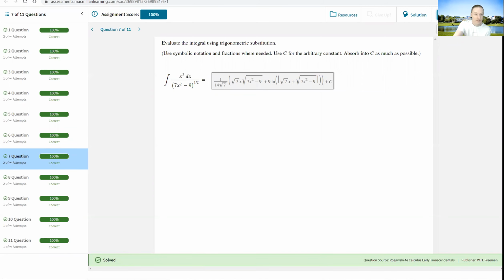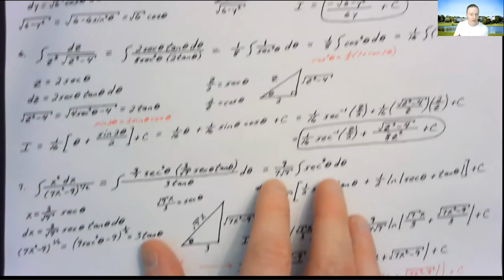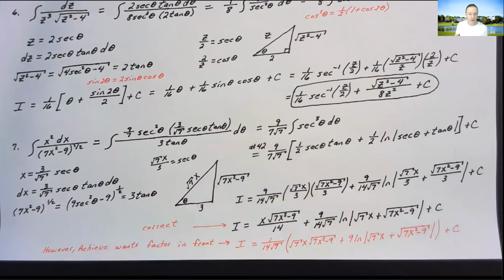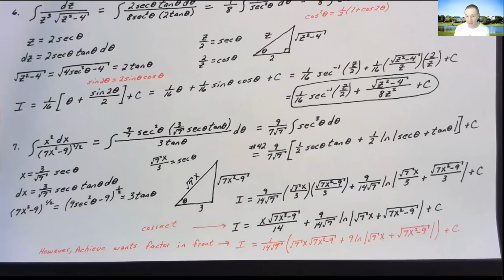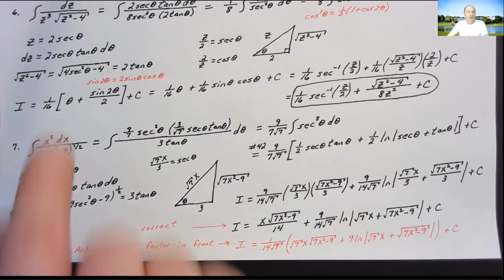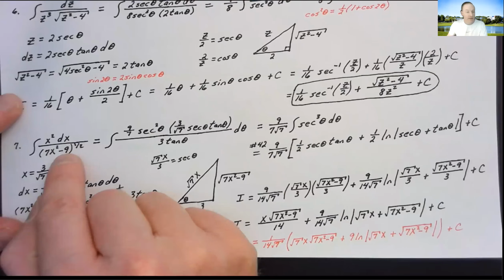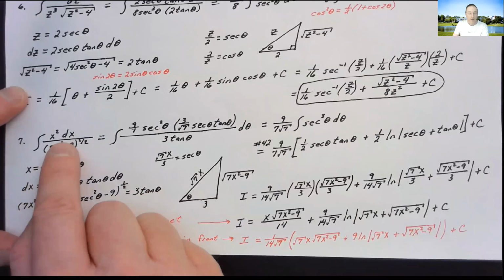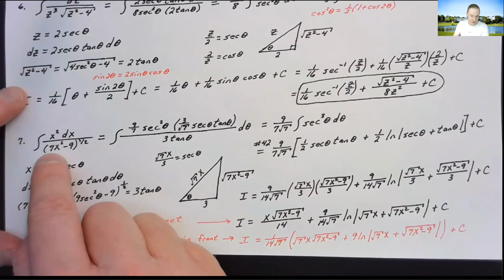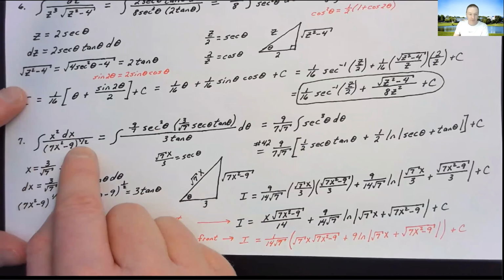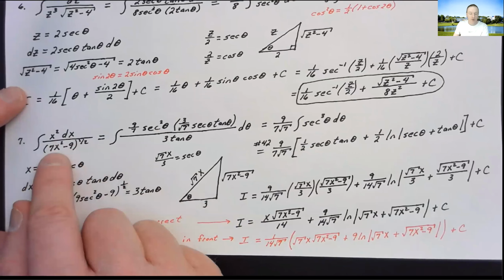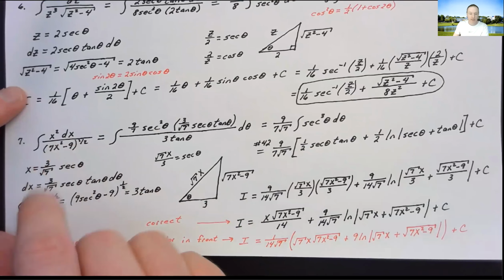The next question here, we have the integral of, and this one did have some tricky parts, so make sure whenever you're entering your answer for number 7, you're careful. I'll explain that when I get to it. We have the integral of x squared, integrated with respect to x, over 7x squared minus 9 to the 1/2 power. All right, so this one is very, very tricky.